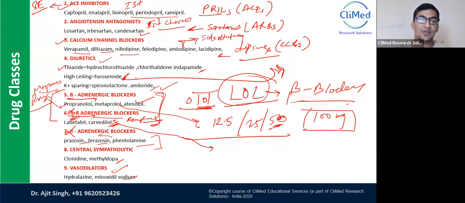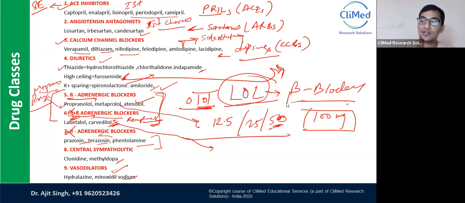Can someone tell me the dose of spironolactone? Spironolactone, 12.5 mg. Yes. Okay.